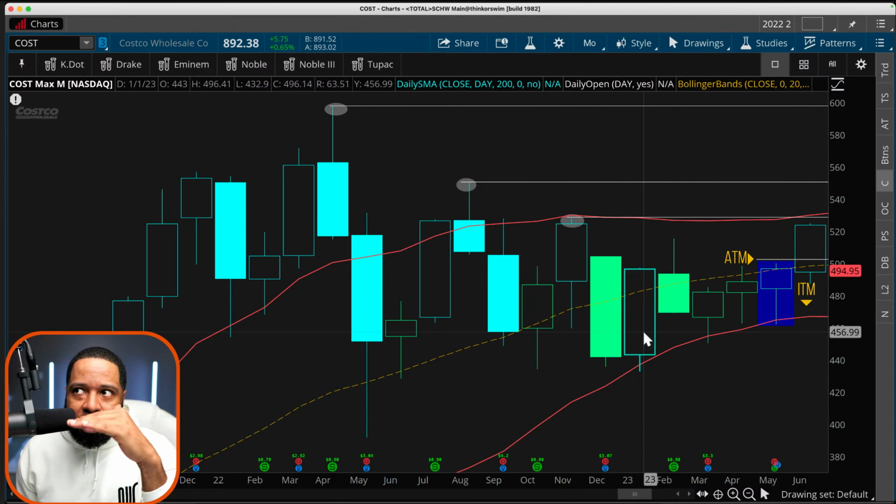The at the money is basically where we are at the time you place the trade. We were at 500. That was the entry for this trade. It's right there at 500. Those are going to be cheaper than the in the money.